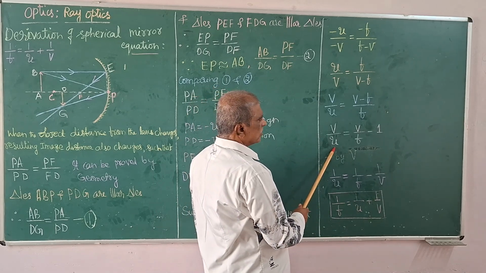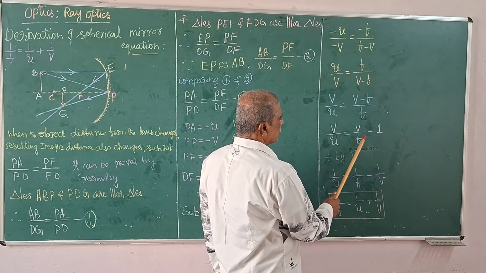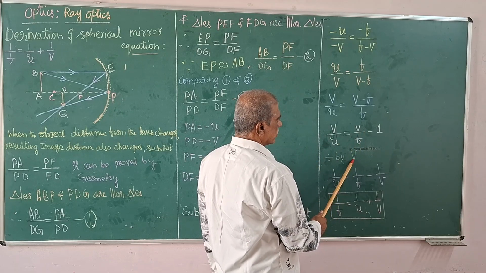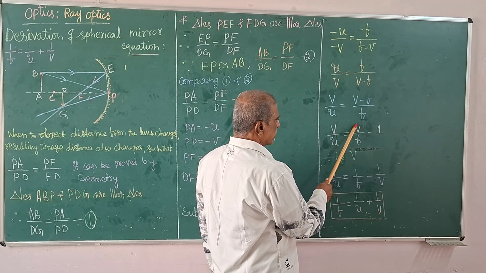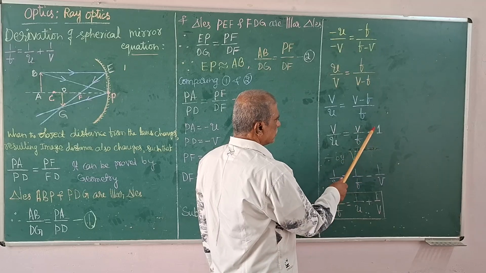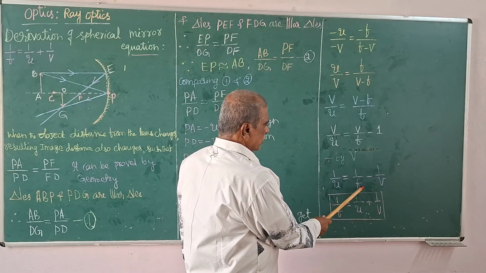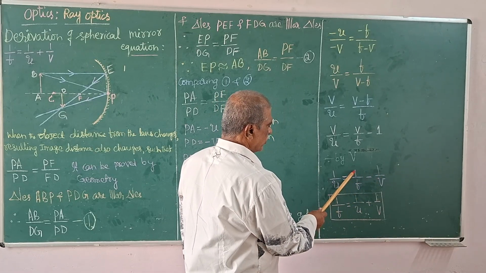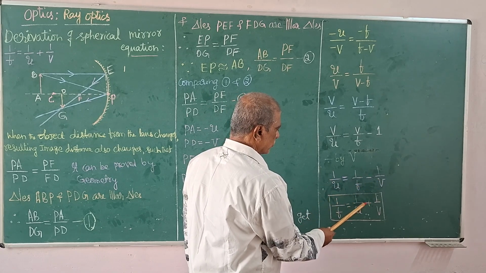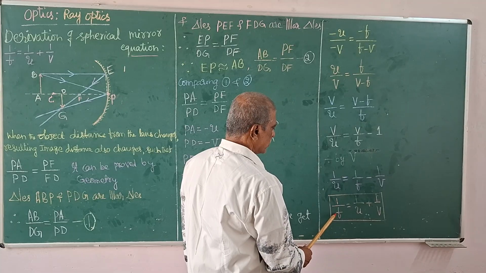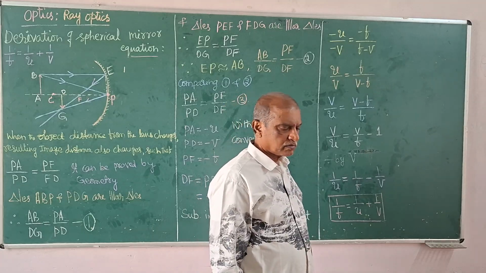And the final step: divide the whole equation throughout by v. This term divided by v gives 1 by u. This term divided by v gives 1 by f. This term divided by v gives 1 by v. Take this onto the same side: 1 by f on one side, these two on the same side. It becomes plus. So the final equation is 1 by f equals 1 by u plus 1 by v. This equation is the equation of the spherical mirror.